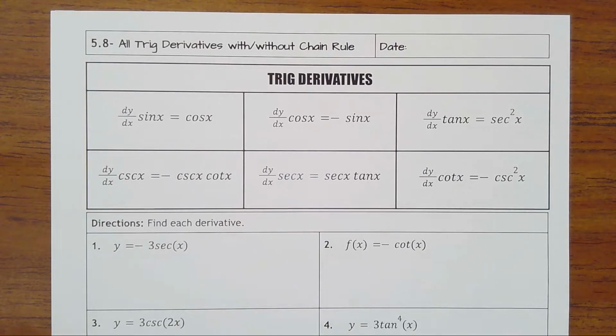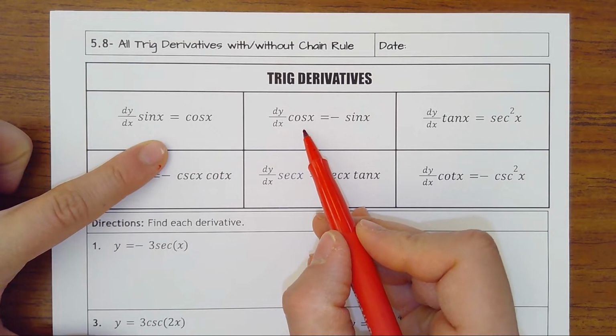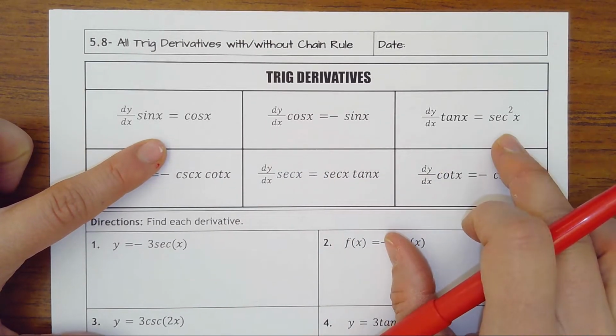All right, 5.8, we're doing all trig derivatives with and without chain rule. So we've only learned the derivative for sine and cosine. Now I'm going to give the other ones to you. Derivative of tangent is secant squared of x.